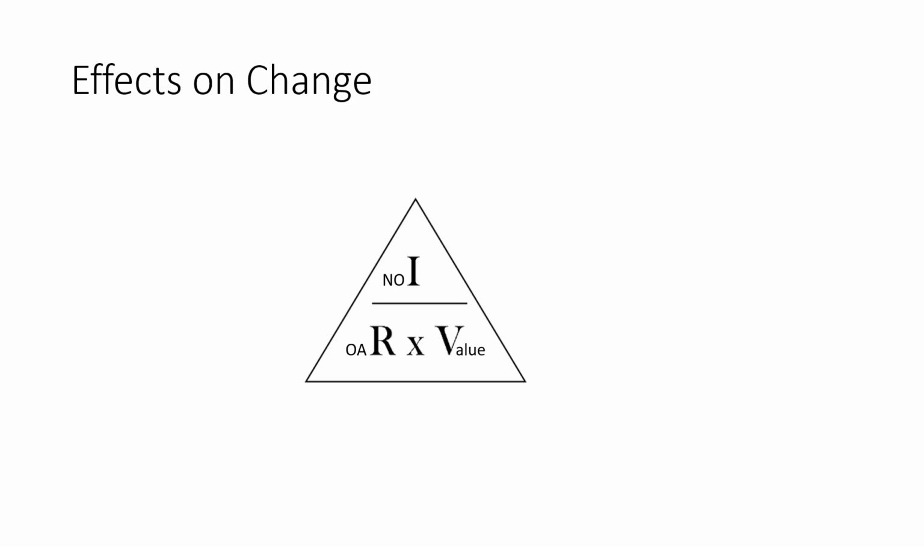For instance, if my rate stays the same and my value goes up, then I would expect my income to go up. If the rate stayed the same and my income went down, then I would expect my value to go down, and other combinations of that.